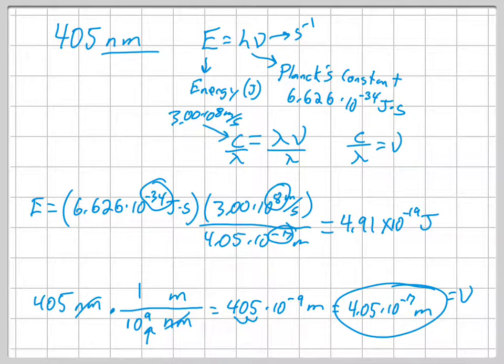Notice it's joules because the per seconds cancel out with the joule seconds. Joule seconds times per seconds cancel out. And then we've got meters divided by meters, and so that cancels out. So we wind up with just joules.